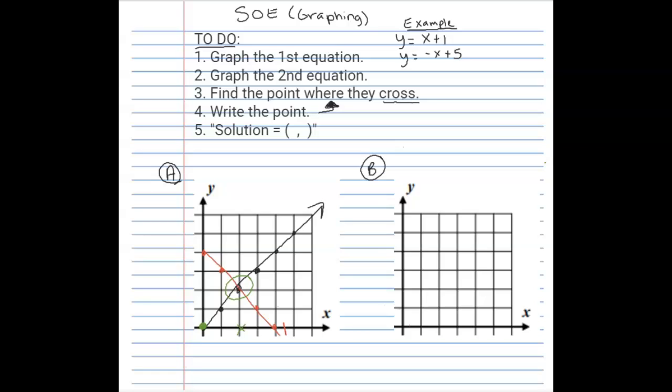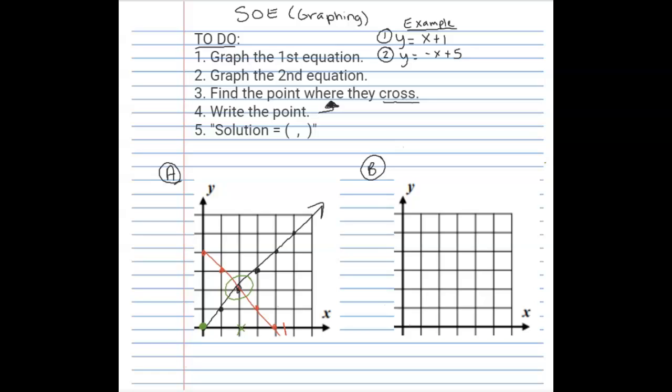The first step that we're going to do is we need to graph the first equation. Now, does it matter which order they go in? Not really. But I always teach go 1 and then go 2. It's the first ones you see, so it's the first ones we graph. So we graph the first equation, then we graph the second equation. Those two are the hardest steps.